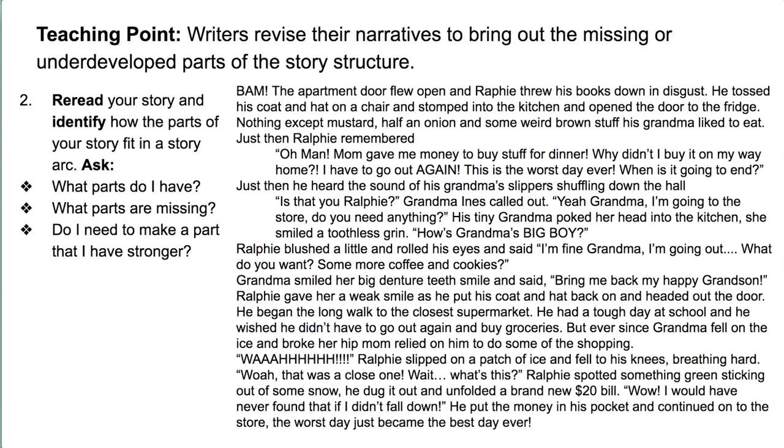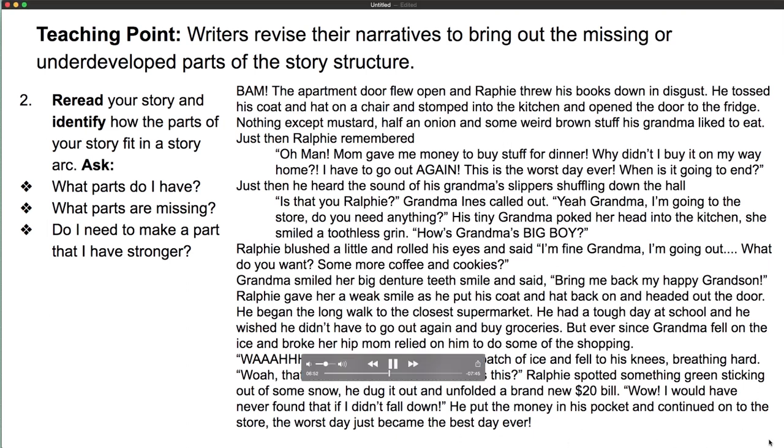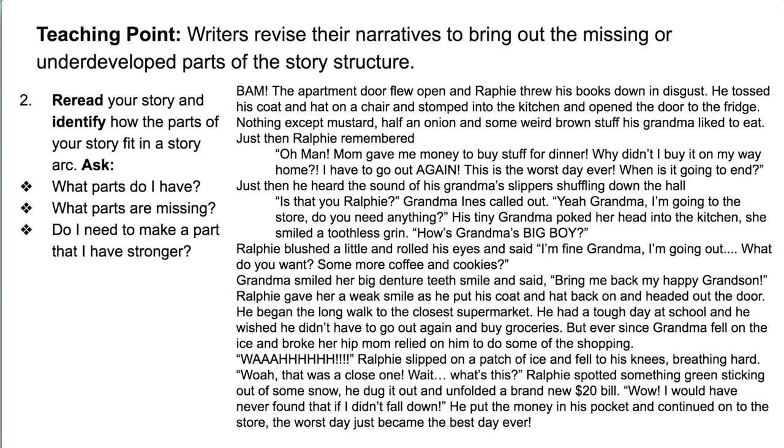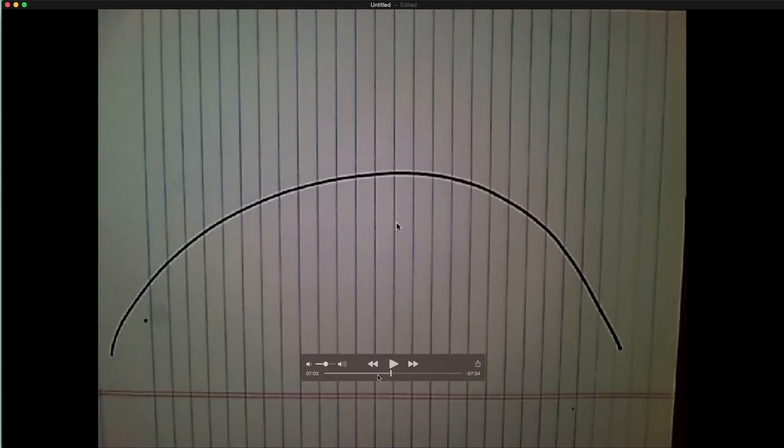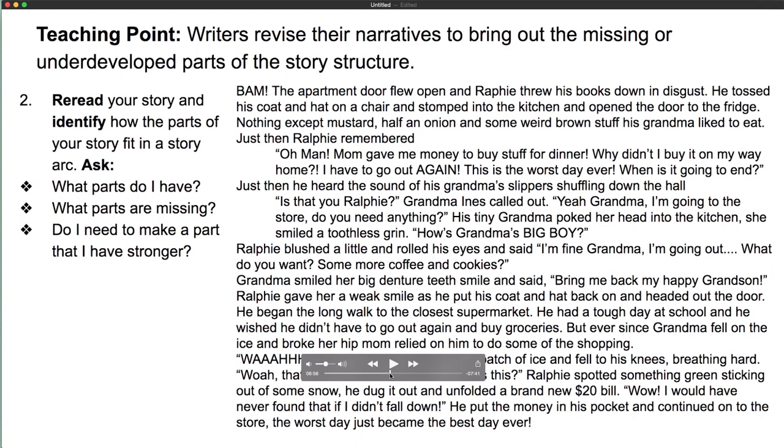Wah! Ralphie slipped on a patch of ice and fell to his knees, breathing hard. Whoa, that was a close one. Wait, what's this? Ralphie spotted something green sticking out of the snow. He dug it out and unfolded a brand new $20 bill. Wow, I would have never found it if I didn't fall down. He put the money into his pocket and he continued on to the store. The worst day just became the best day ever.